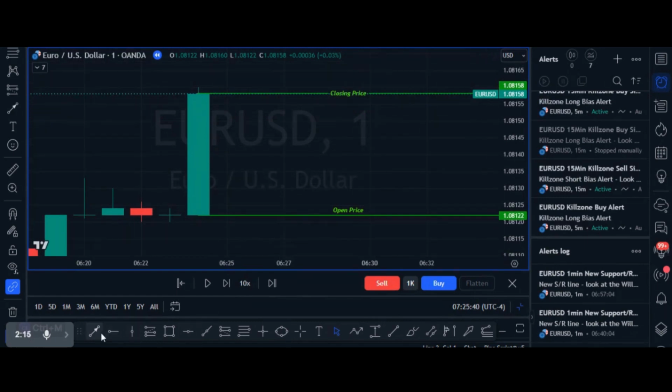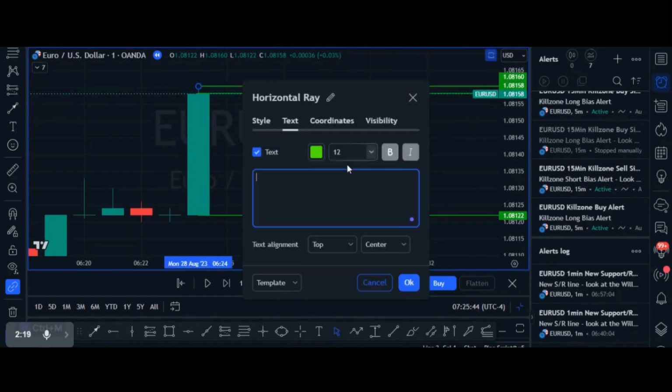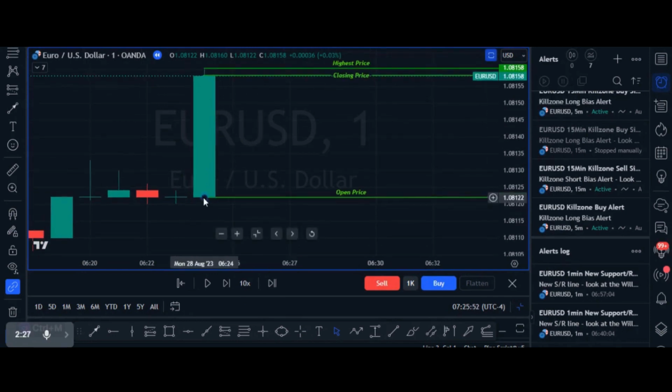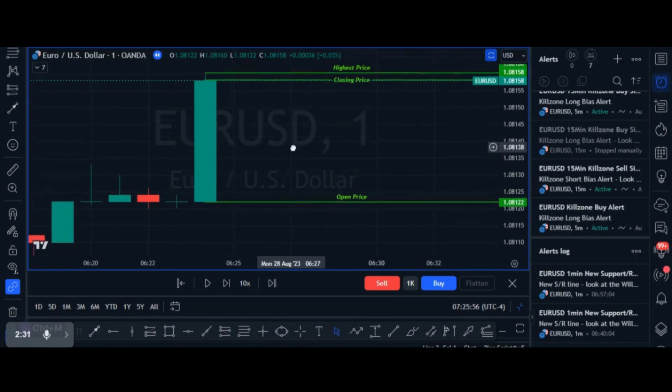Then we have the high, as you can see, the tip of this candle. This is the highest price. We call it the high, right? And actually, because there's no wick down here, this is the low of the candle as well. So there are 4 prices, okay?